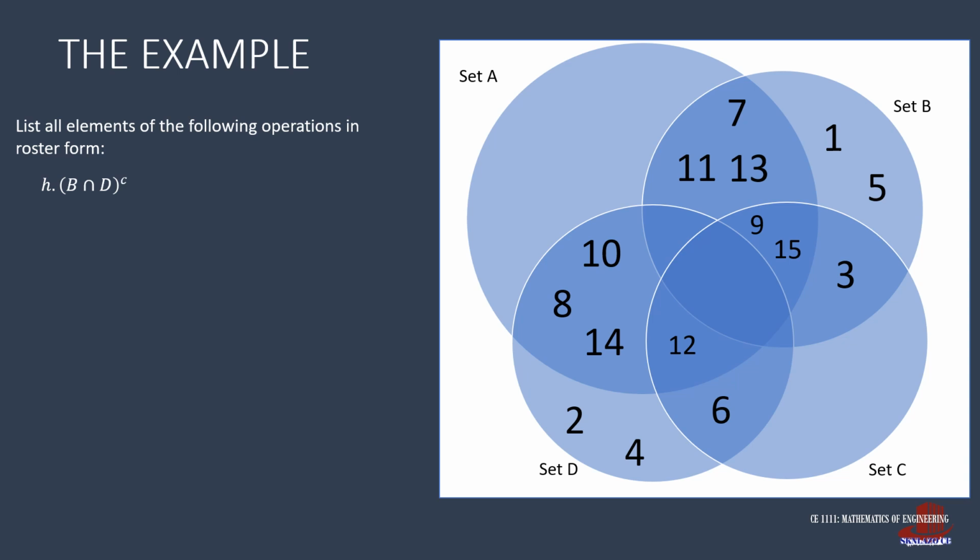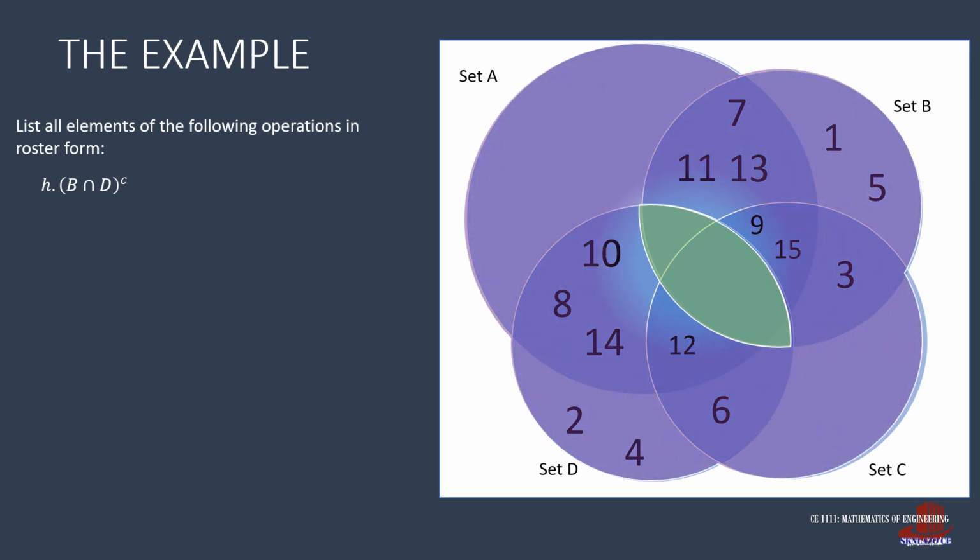Requirement H is the complement of the intersection of sets B and D. As complement means the elements not included in the intersection, and since the intersection is a null set, the complement is basically all elements in set A plus the elements from 1 to 6, which is technically all natural numbers.